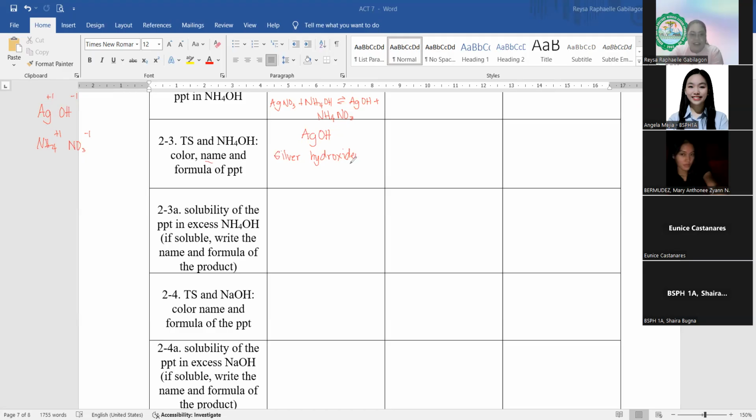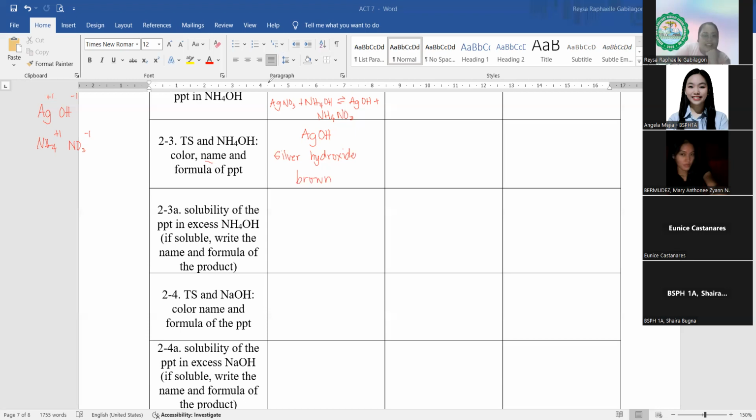Okay, silver hydroxide. So this is the formula. This is the name. How about the color? Ano nakuha niyo na color nito? Nakalagay dyan sa mga niyo? Or wala nag-precipitate? Wala nag-precipitate? This is supposedly color brown. I hope nag-precipitate yun.